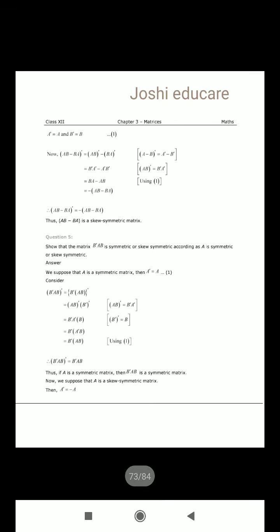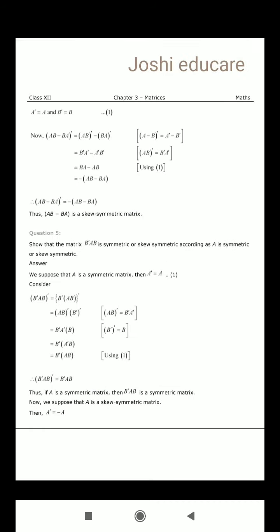Question number 5. Show that the matrix B transpose AB is symmetric or skew symmetric according to A is symmetric or skew symmetric. You have to prove that B dash A into B will be symmetric if A is symmetric, and it will be skew symmetric if A is skew symmetric. That you have to prove.